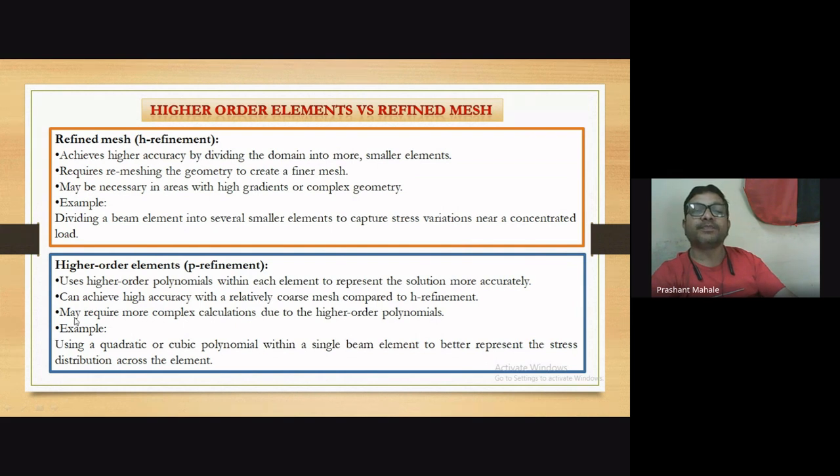So the third point is it may require more complex calculation due to higher order polynomial. Definitely, it requires that. What is the example? The example is using a quadratic or cubic polynomial within a single beam element to better represent the stress distribution across the element. So what we are going to do is change the element polynomial and increase the order of that polynomial.